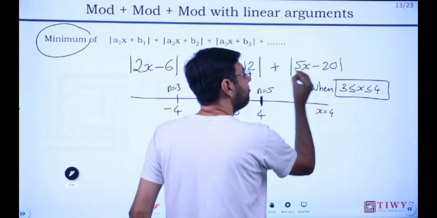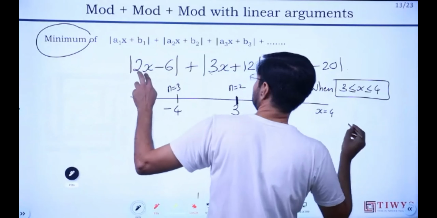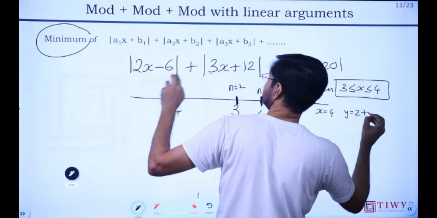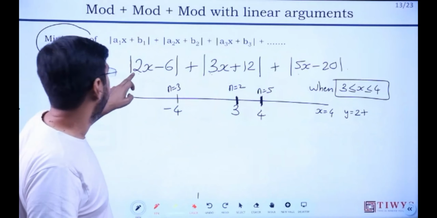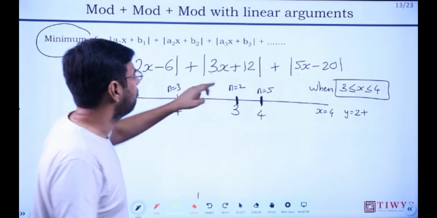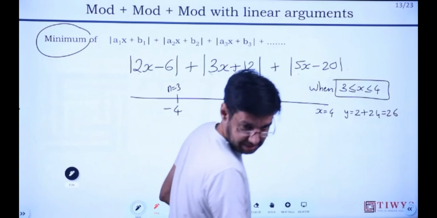So when I plug in x is equal to 4, this becomes 0. 4 2s are 8. So y is equal to 2 plus 4, 8, 8. Correct? 4 2s are 8 and -6, 2. 4 3s are 12 and 24. So the answer is 26.